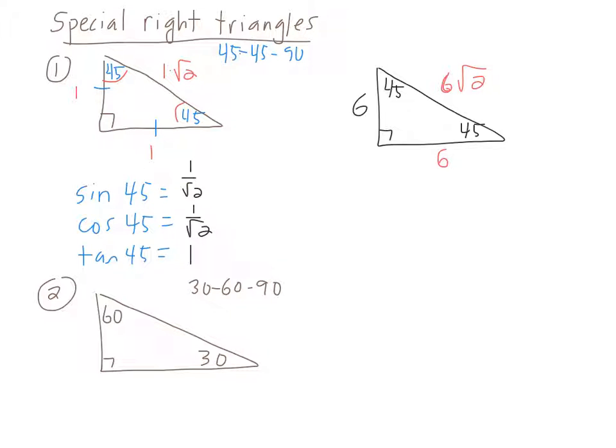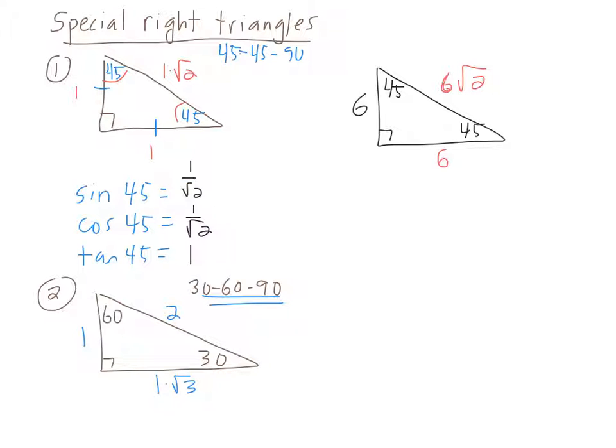The second type of special right triangle is when we have a 30, 60, 90. These sides are also in a certain ratio. The side across from the 30, we call that 1. The hypotenuse is always going to be that doubled, so we call that 2. The side across from the 60 is 1 times radical 3.